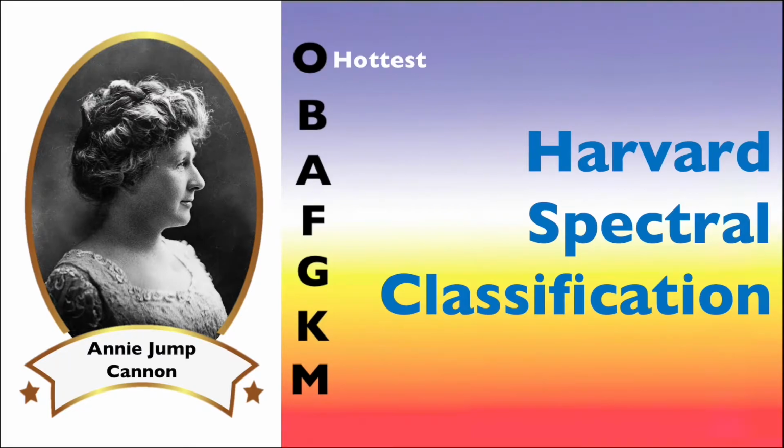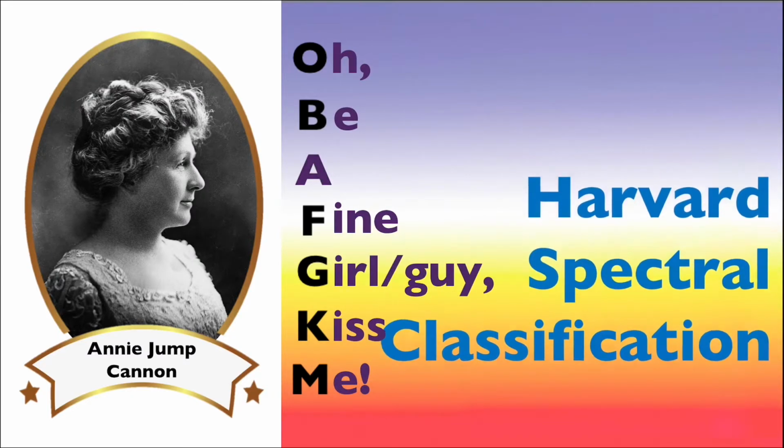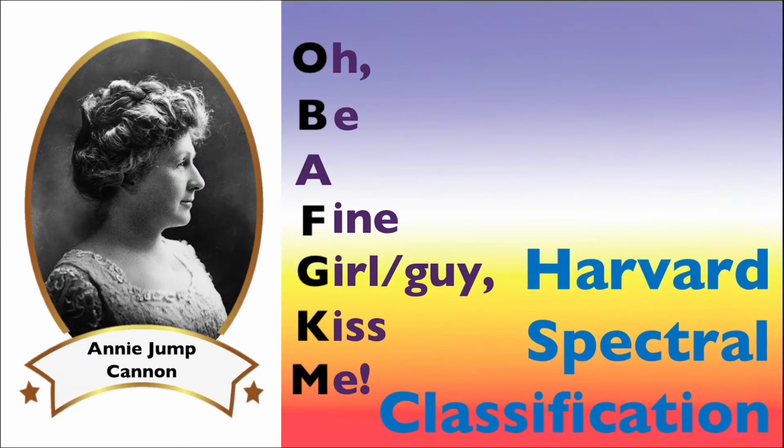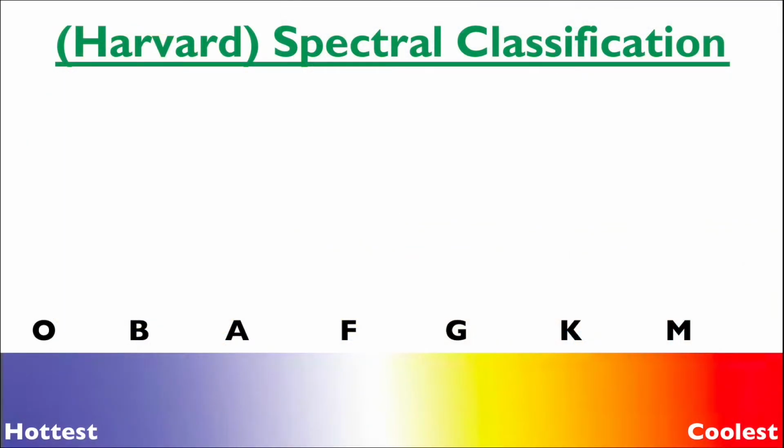Class O stars are the hottest of these stars, and Class M stars are the coolest. An easy way to remember this classification scheme is to remember the phrase, "Oh, be a fine girl or guy and kiss me." The main classes of the Harvard Spectral Classification scheme are the letters O, B, A, F, G, K, M, which can be remembered through the mnemonic that we just saw, or other unique ones that you can make up or find online.